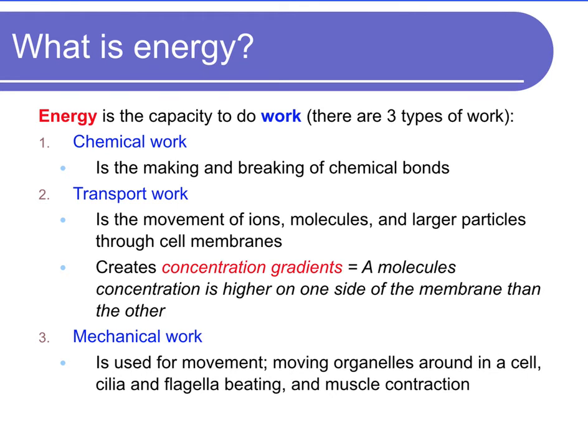Energy is required to do work. There are three types of work in your body. We have chemical, transport, and mechanical work. Chemical work is the work of making and breaking chemical bonds, the same types of chemical bonds we talked about in Chapter 2.